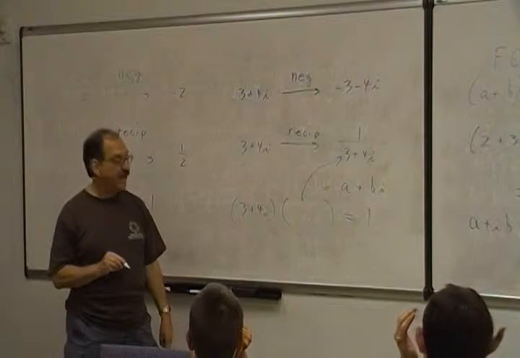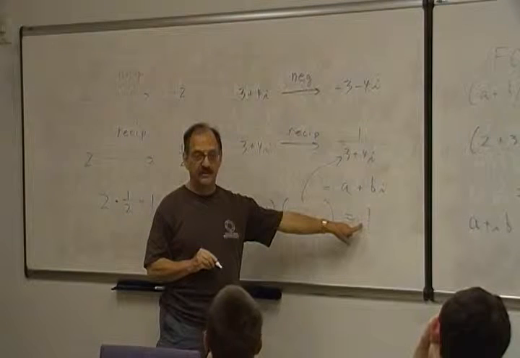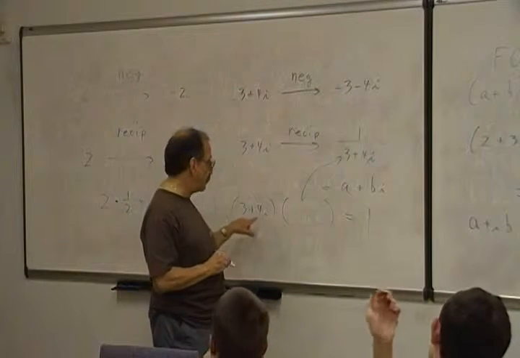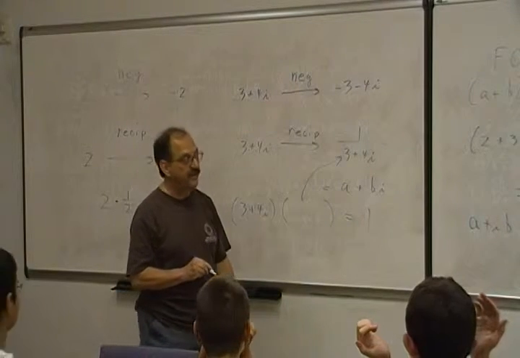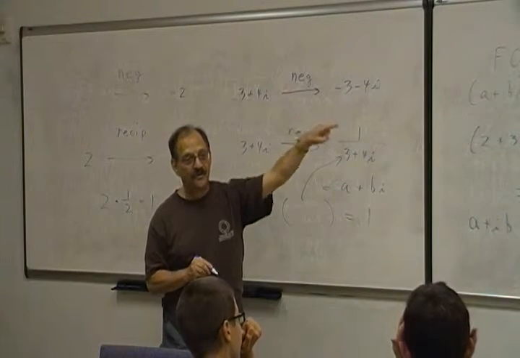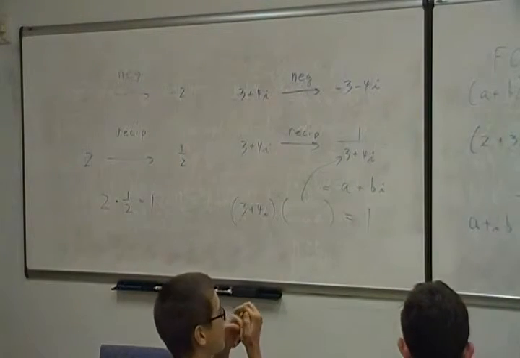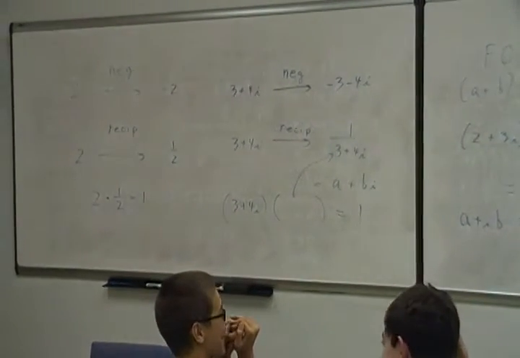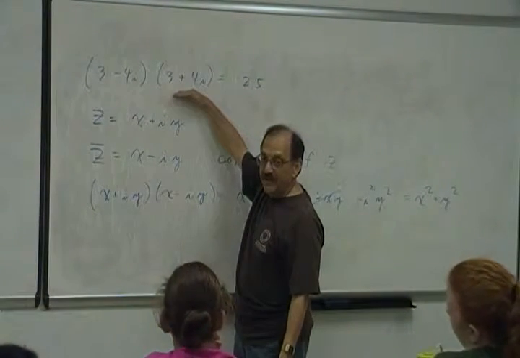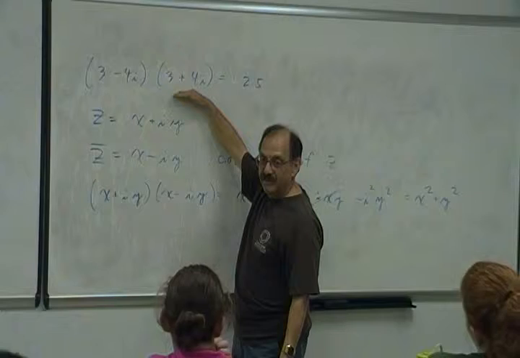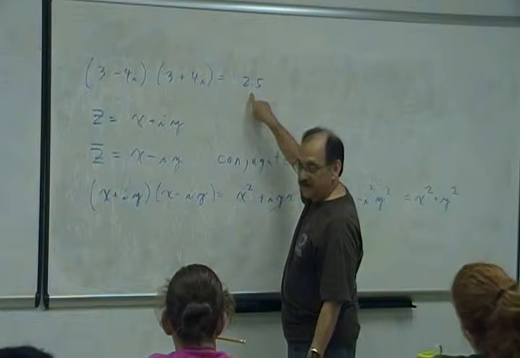The important thing is that it's a real number. There are no imaginary parts. What can we multiply this by in order to get a number with no imaginary part? FOIL. Nope. FOIL again. What do you multiply 3 plus 4i by in order to get a purely real number? 3 minus 4i, and that'll give you a real number.